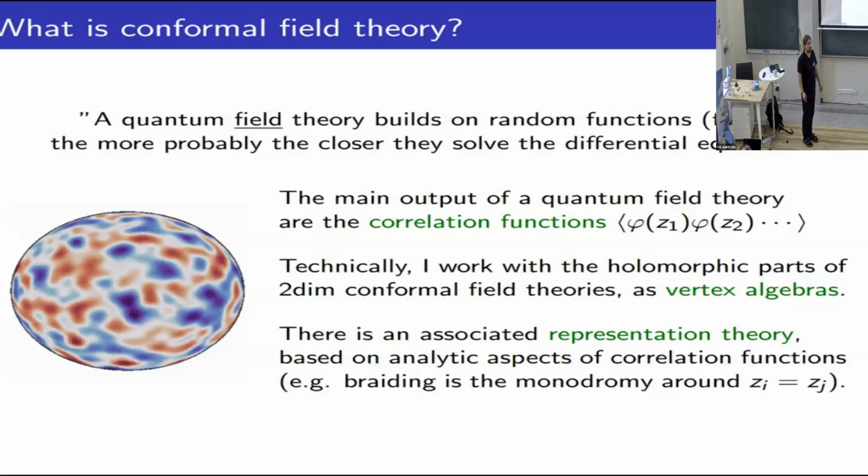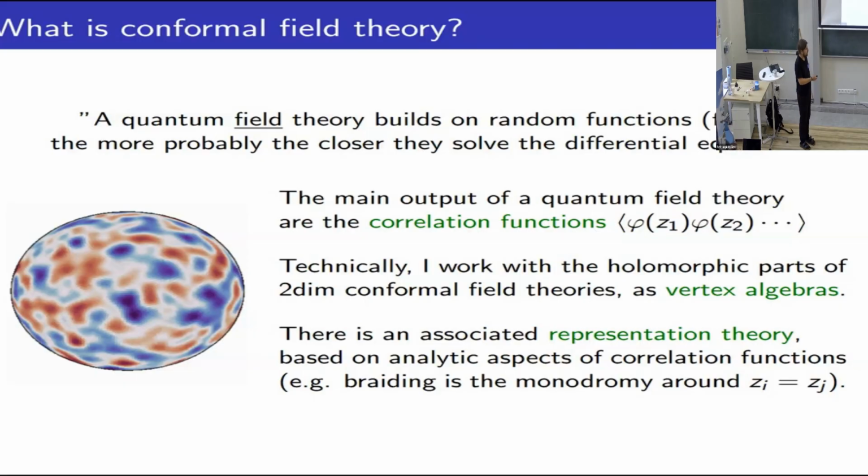But in the quantum world, you average over all possible random fields, and some are more probable than others. Those which are closer to the classical solution of the differential equation are more probable than those which are very far away from it. That's maybe in a nutshell, and very naive, and people in this room who know conformal field theory better than me will probably disagree, but maybe that's the easiest slogan I can say.